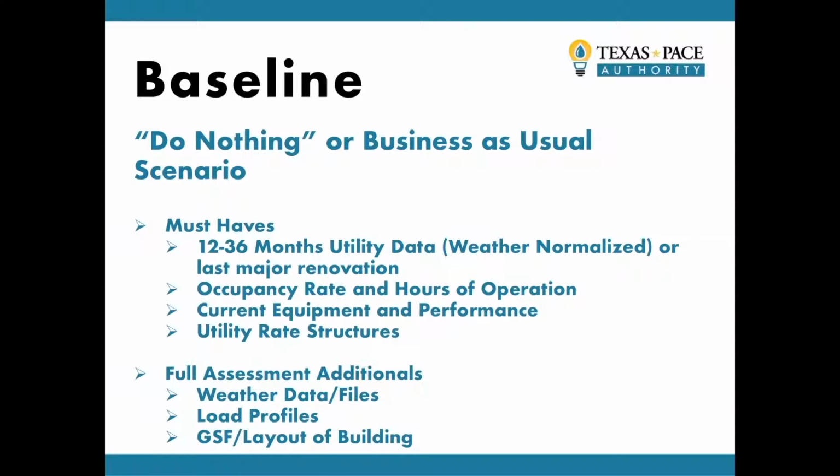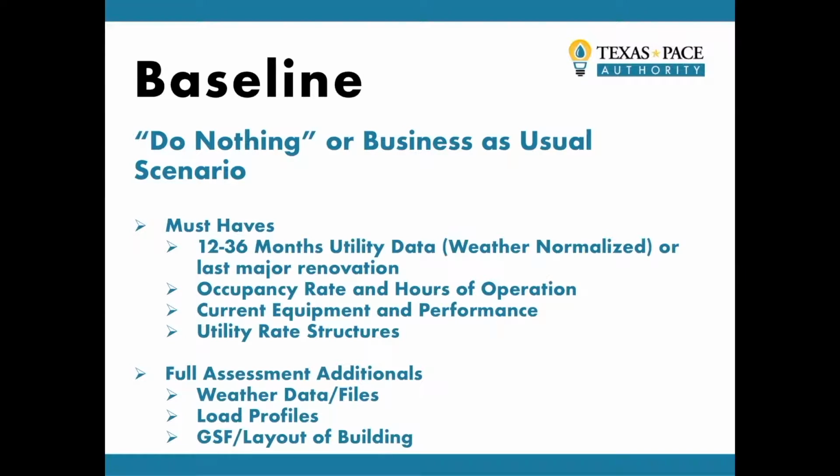In order to do a baseline, there are some things that you will have to have, some must-haves. The main one is going to be utility data. You will need probably at least a year, ideally more than that, worth of utility data. In some cases, which we'll discuss shortly, you might want to weather normalize that data. If a renovation occurred in the past few years, you'll want data at least back to when that last major renovation was.